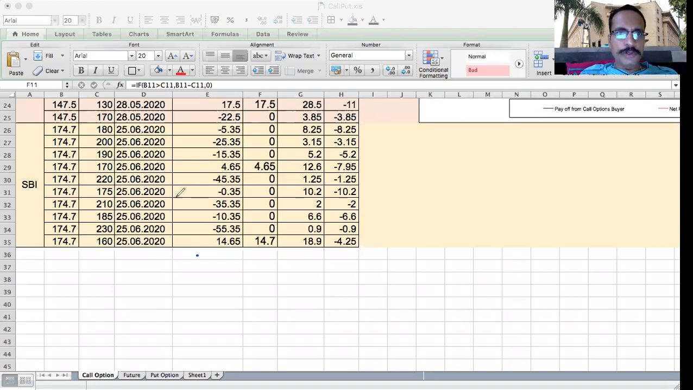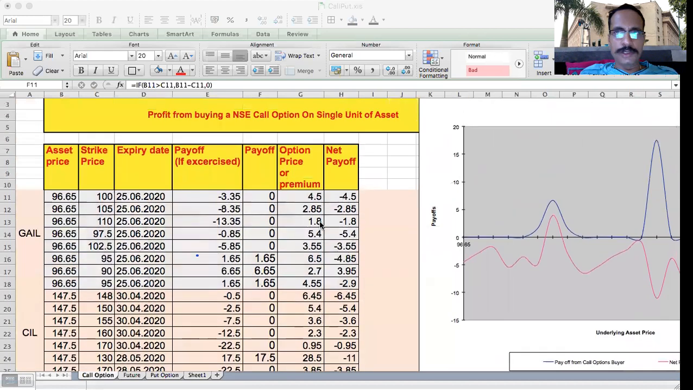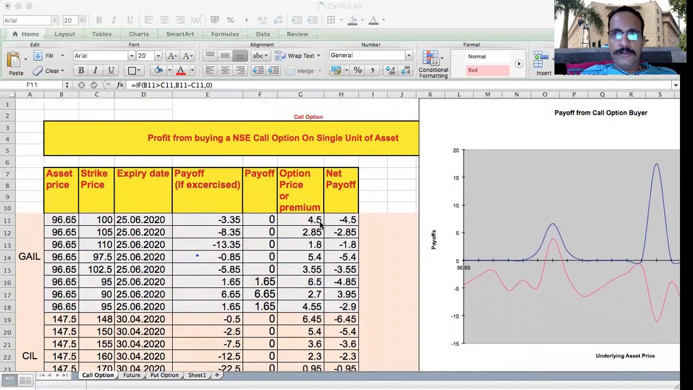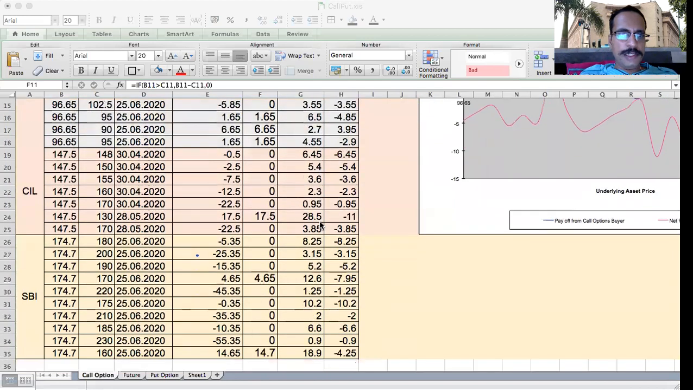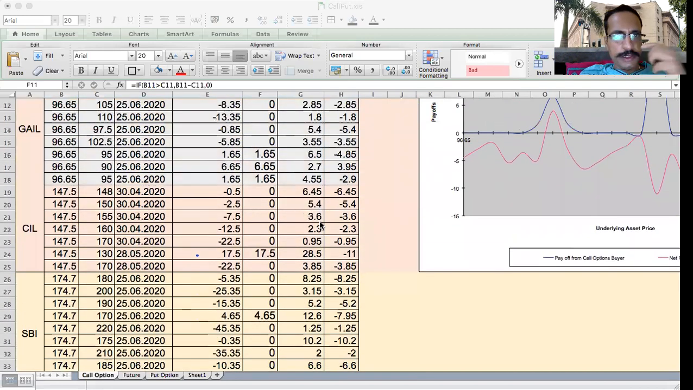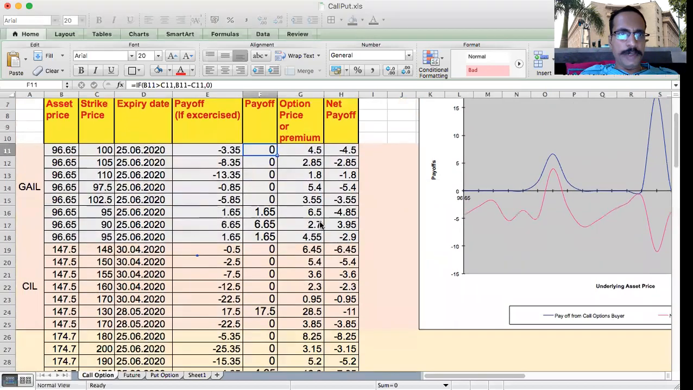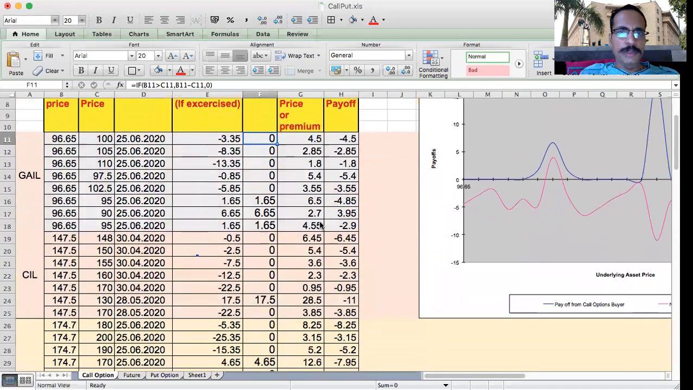So as you can see here, you have an Excel sheet of a few stocks like GAIL, CIL, SBI. They all have their share price in about the same range.